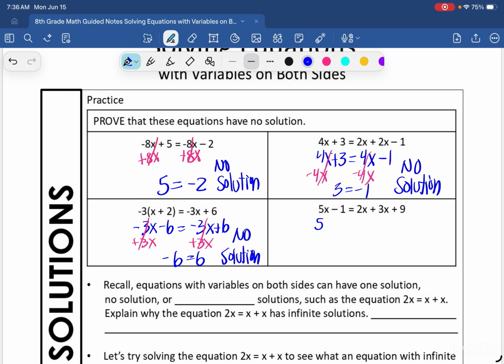It says 5x minus 1 equals 5x plus 9. Going to subtract 5x from both sides. Cancel, cancel. Now it says negative 1 equals 9, which is not true, so my equation has no solution.